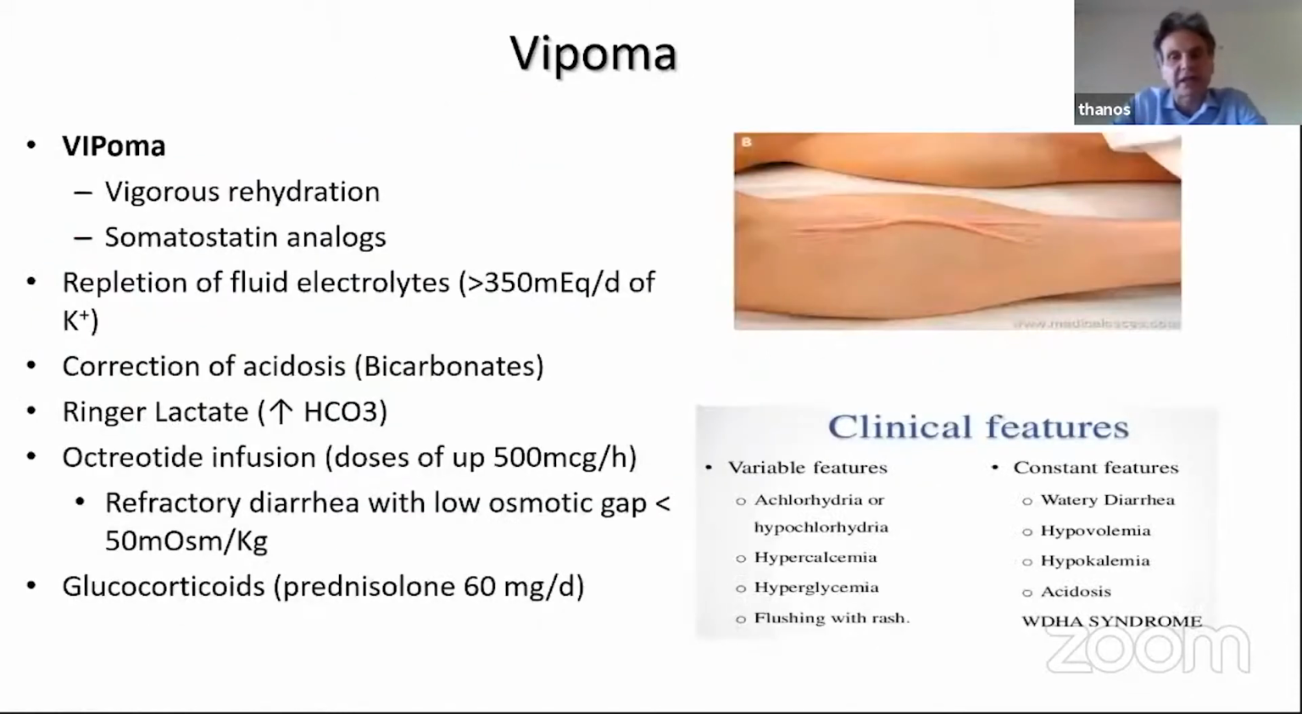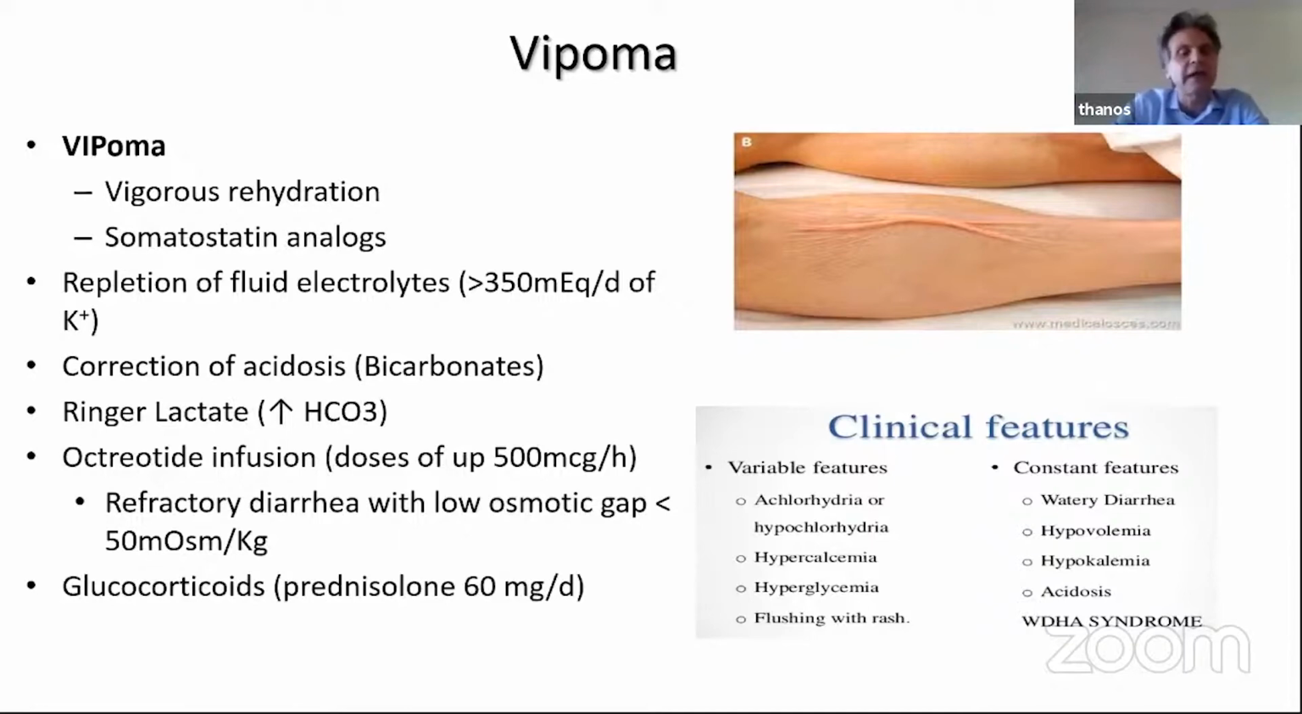Vipoma is a very devastating neuroendocrine tumor because it causes extreme diarrhea and dehydration. Patients can have up to 20 liters per day. We recently had a patient who had 25 liters per day. Somatostatin analogs are the treatment of choice, but because these patients have a lot of electrolyte disturbances, they have losses of potassium in excess of 350 milliequivalents per day. We have to correct that along with the acidosis.